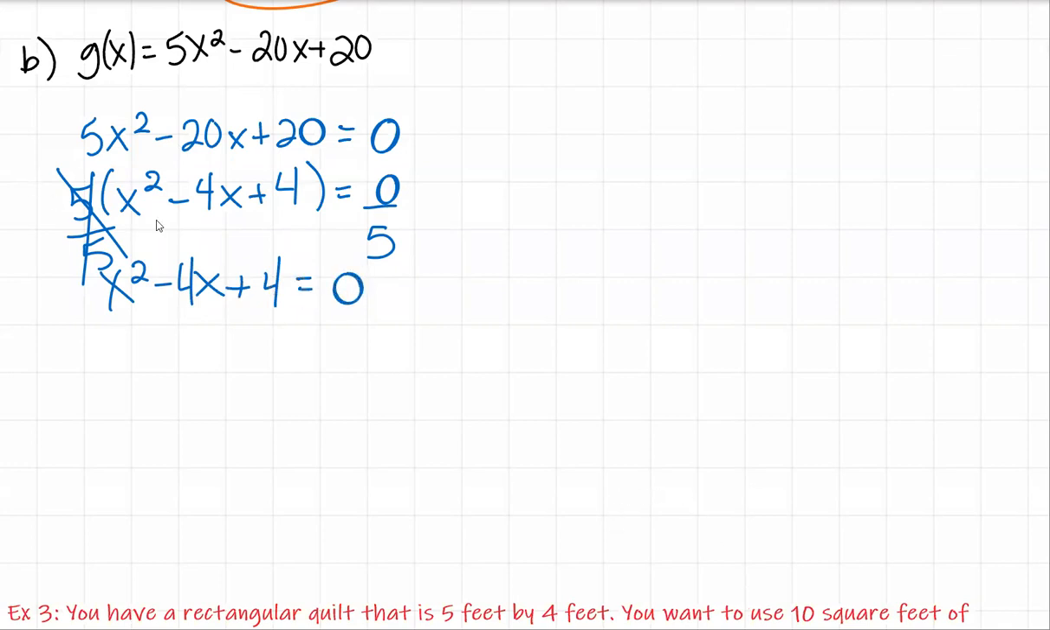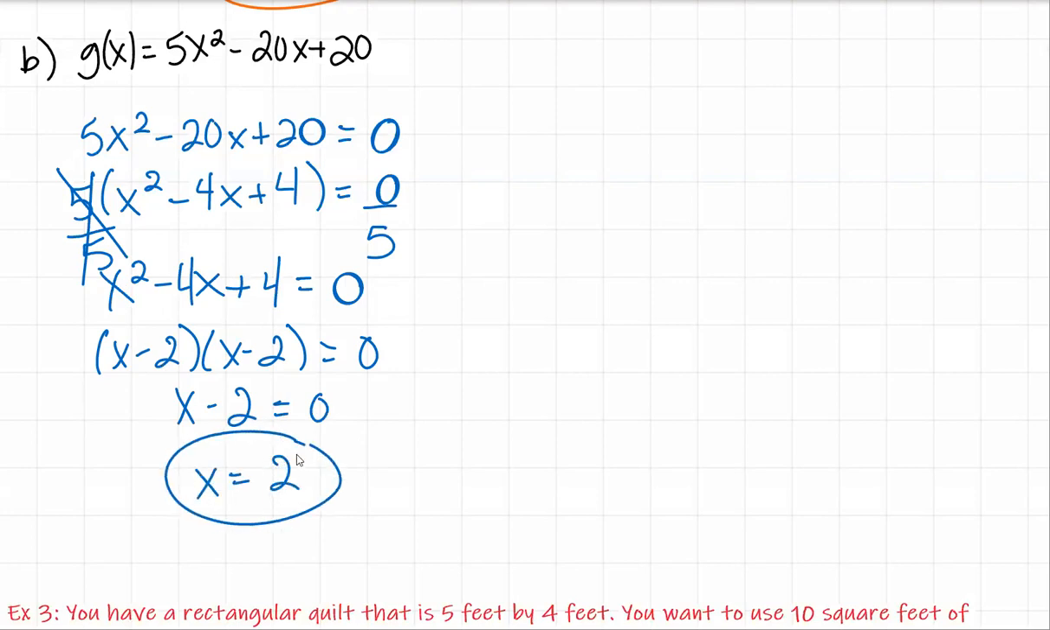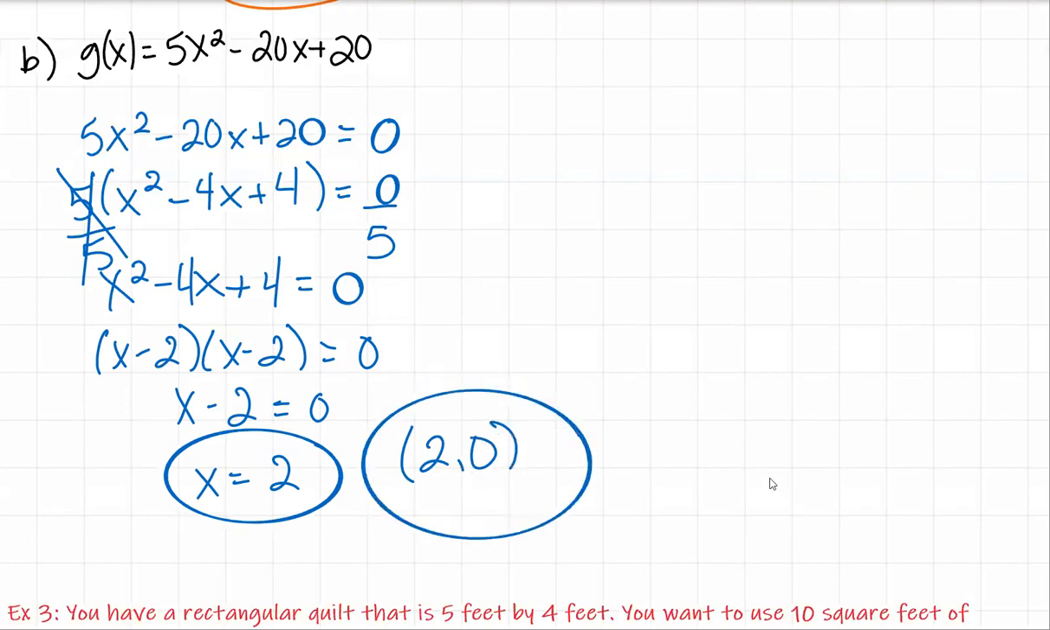Cool. Now if you recognize this one, you can go straight away, or if you don't, you can use the special patterns. Notice the factor pairs of 4 that add up to negative 4 are only negative 2 and negative 2, equals 0. Because I have the same factor twice, I just have to pick one. x minus 2 equals 0. x is 2. So our x-intercept is (2, 0). Beautiful.